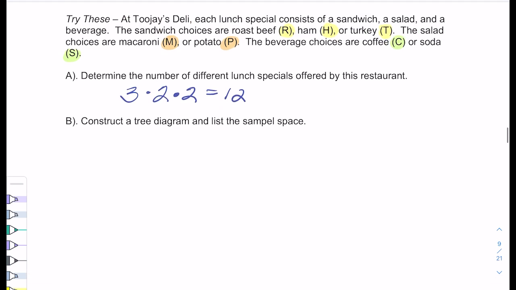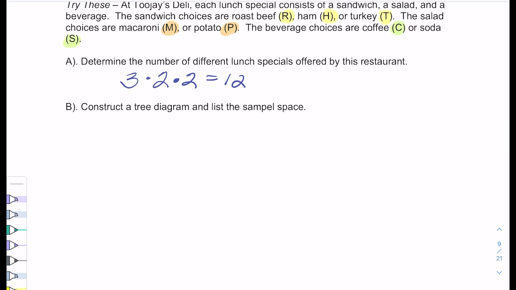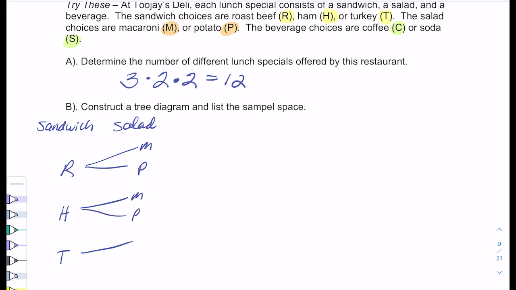If you have a hard time visualizing it, let's make a tree diagram and see what this is going to look like. So first I'm going to have my sandwiches, which would be roast beef, ham, or turkey. Then you can choose a salad. So what types of salad? You've got either macaroni or potato. And then you can choose a beverage. So what are your beverage options? Coffee or soda?